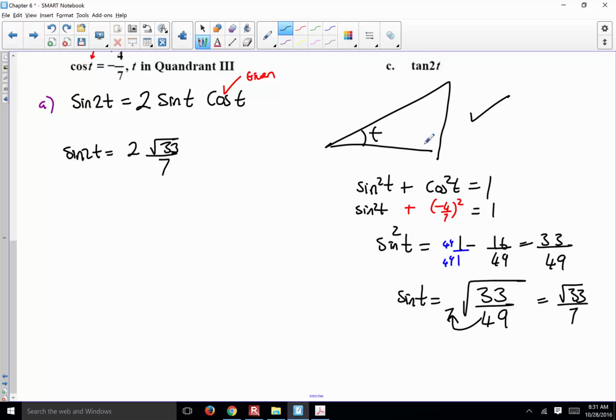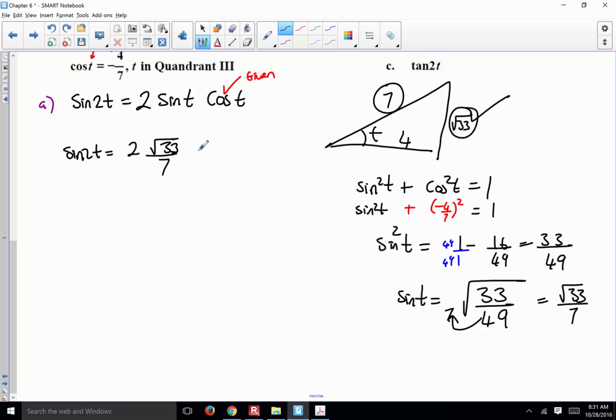If you do the same thing with the triangle, you will get it, right? Cosine is adjacent, which is 4, ignore the minus sign. Hypotenuse is 7. And you're going to get root 33 on this side, and sine is root 33 over 7. Look, root 33 over 7.